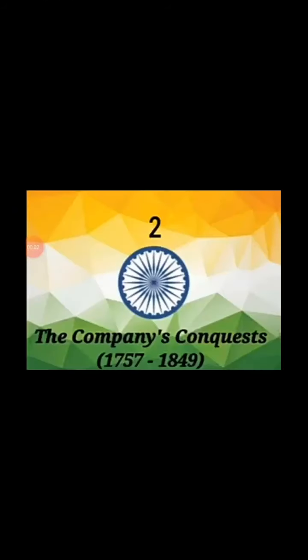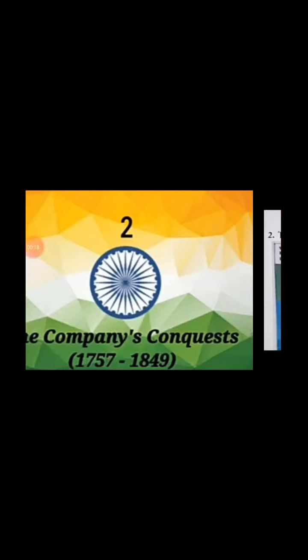Part 2 is about the company's conquest from the year 1757 to 1849. Here the company refers to the British East India Company. I hope you have studied about it in your social subjects, isn't it? What is the meaning of conquest? Here conquest means victory. Here they have given the map of India in the year 1765, where you can see the majority in yellow under the Indian princes, whereas the pink portion was under the British territory.